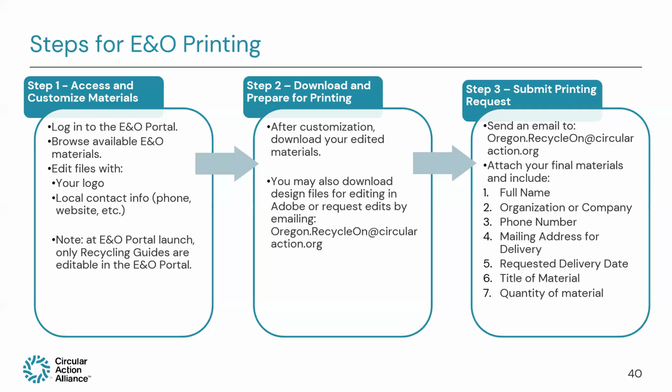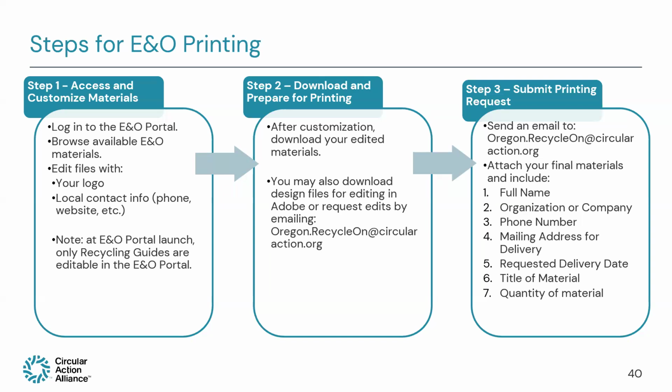The current process for getting E&O materials printed by CAA just takes 3 steps. The first one, Taylor just went over, which is logging in to the E&O portal, finding and editing the materials that you need. And for communities that are launching first, just as a reminder, before all of the materials are editable there within the portal, all of the dynamic features are up and running. If you need help getting any of those materials created, please reach out to our team here and we can help you get those done.